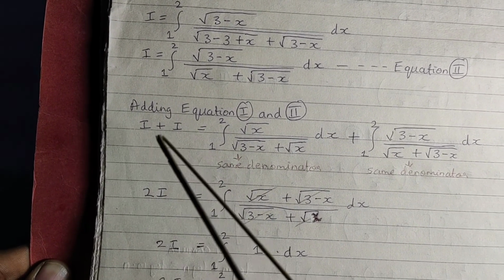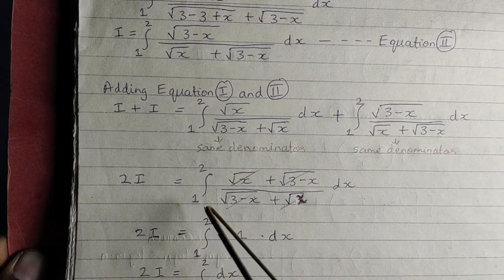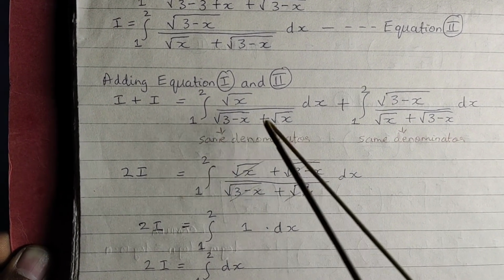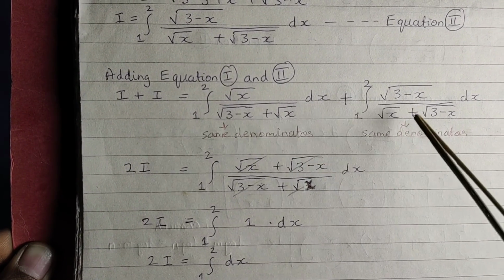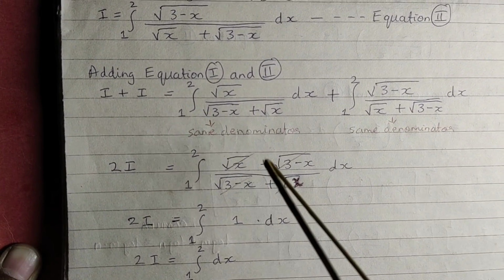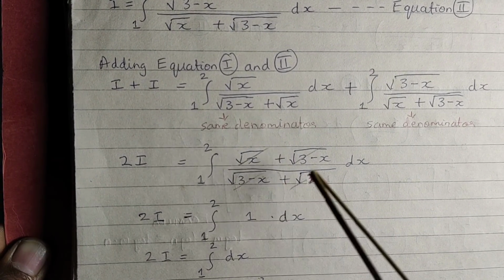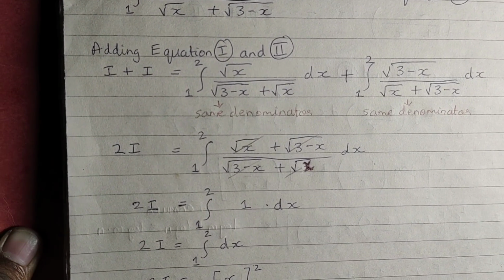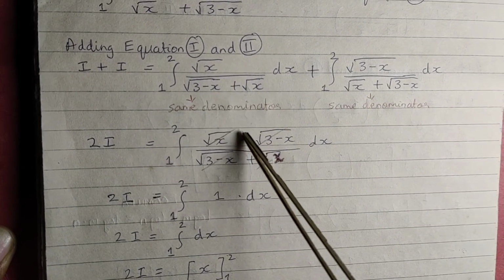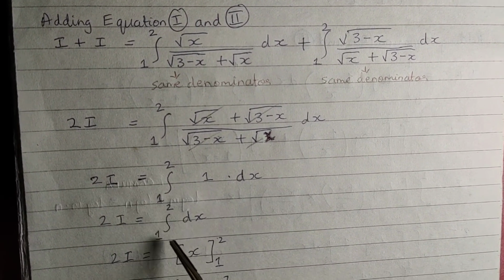On the left hand side, I plus I is equal to 2I. Here the lower limit is 1 and the upper limit is 2. The integration sign you put only once, and the denominator is the same. The numerators get added, root of x plus this, so numerator and denominator will get cancelled. When both get cancelled, you will get 1 itself, and 1 into dx is dx itself.